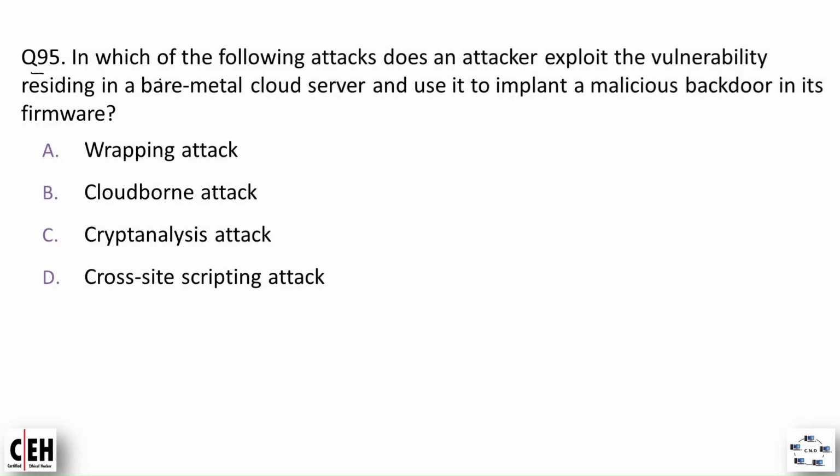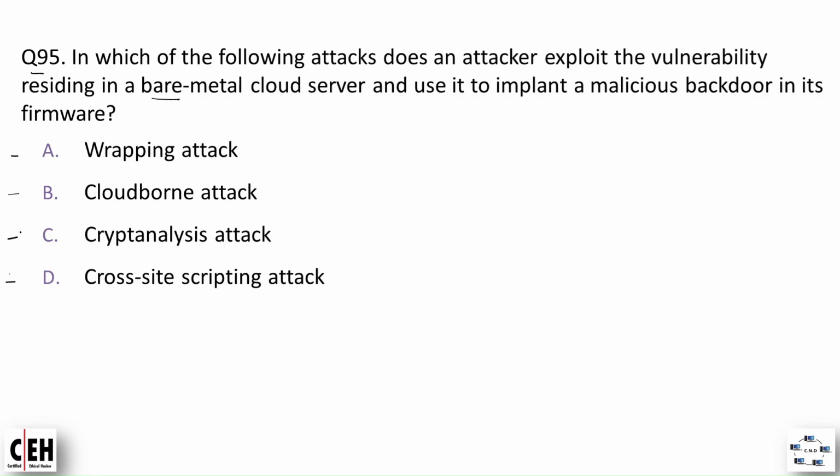Question number 95. In which of the following attacks does an attacker exploit the vulnerability residing in a bare metal cloud server and use it to implant a malicious backdoor in its firmware? And the options are option A, wrapping attack, option B, cloud-borne attack, option C, cryptanalysis attack, and option D, cross-site scripting attack.